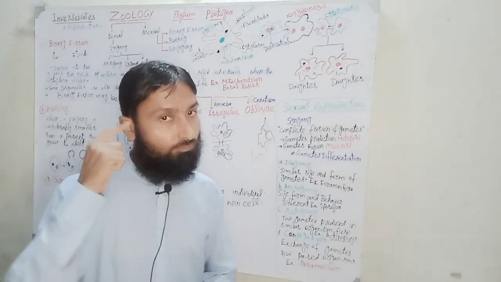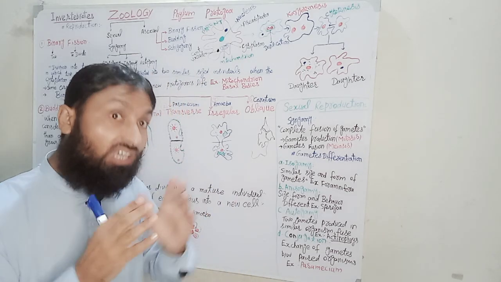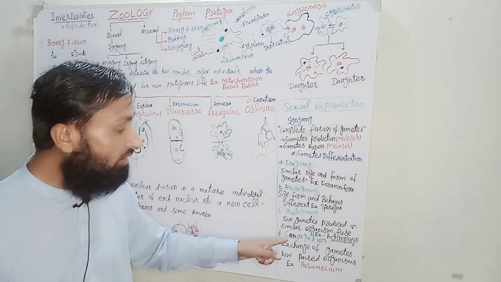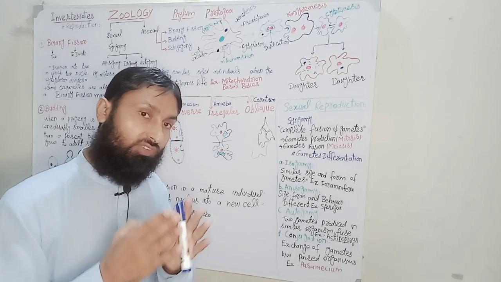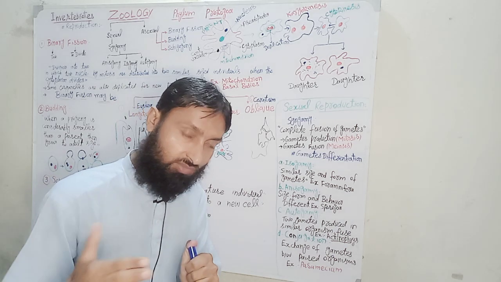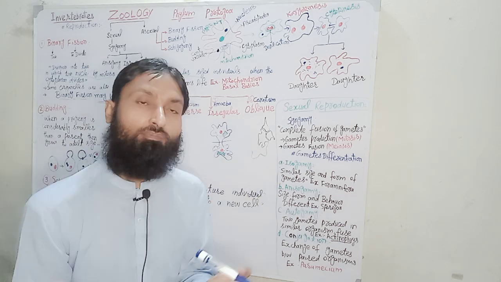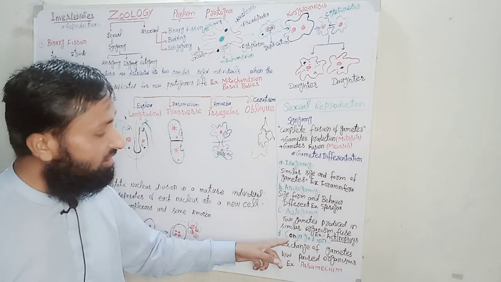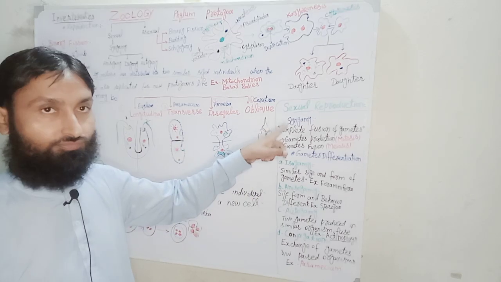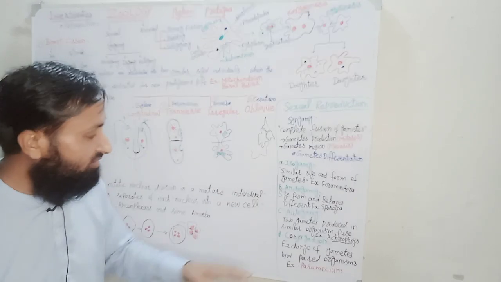Dear students, there is a typical difference between syngamy and conjugation. Syngamy is the complete and permanent fusion of gametes. But in conjugation, two organisms are paired and after transferring the sexual material they separate from each other. Syngamy is the permanent and complete fusion of gametes.